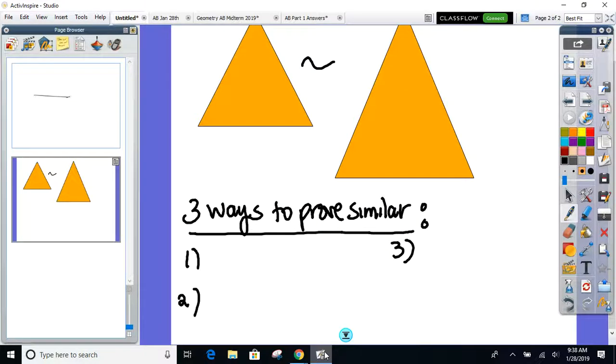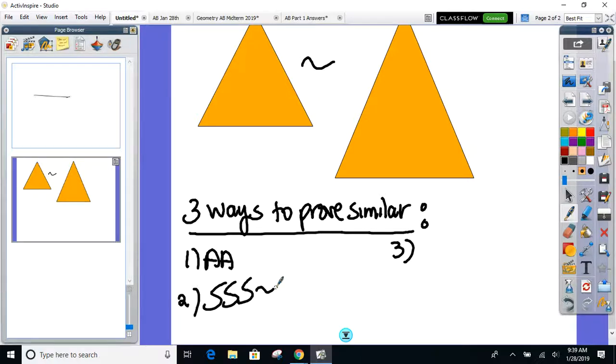Three ways to prove triangles similar. What do you got for me? You can look back if you want. Angle, angle. That's the main way we use in a proof, remember. Another way: side, side, side similarity, which means what about the sides? They are in the same ratio, yes.